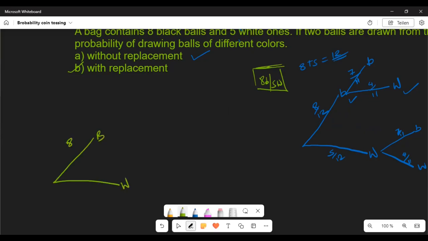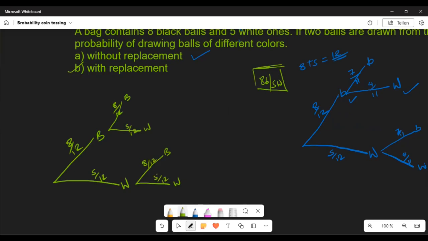So it's 8/12, and here is 5/12. Now, when we go to the other level, because now we've replaced the balls, when we want to draw the second time, we're going to get the same probability. So again, here is going to be 8/12, and here is going to be 5 over 12. Again, here is going to be 8 over 12. Here is going to be 5 over 12.